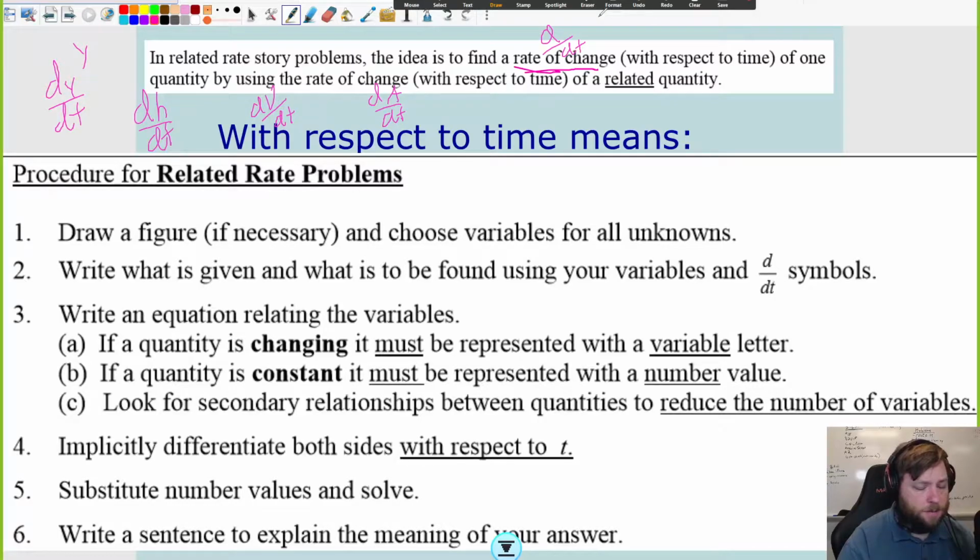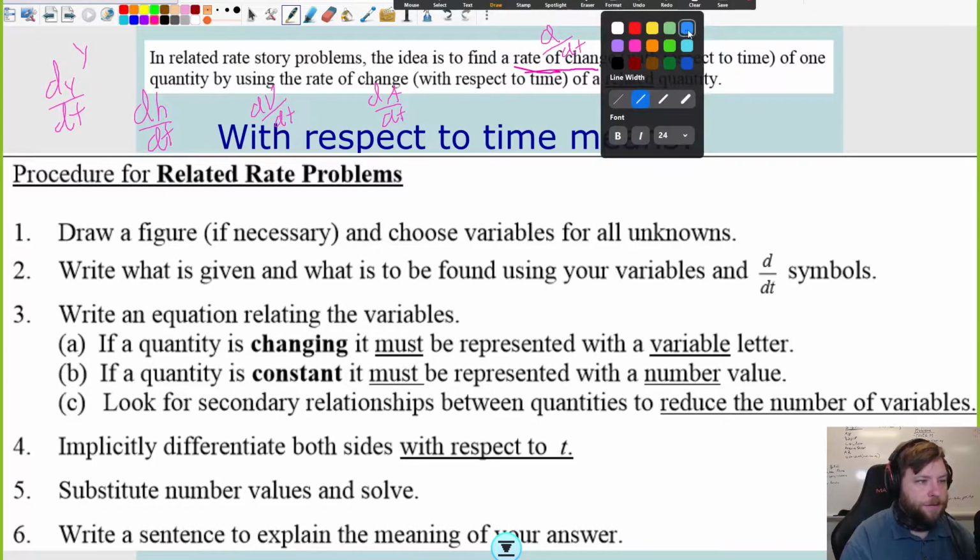So a lot of this is about figuring out what my givens are, what my equations are. At some point, I'm going to differentiate something, and I'm going to use implicit differentiation. So here's the trippy thing with all this, folks.